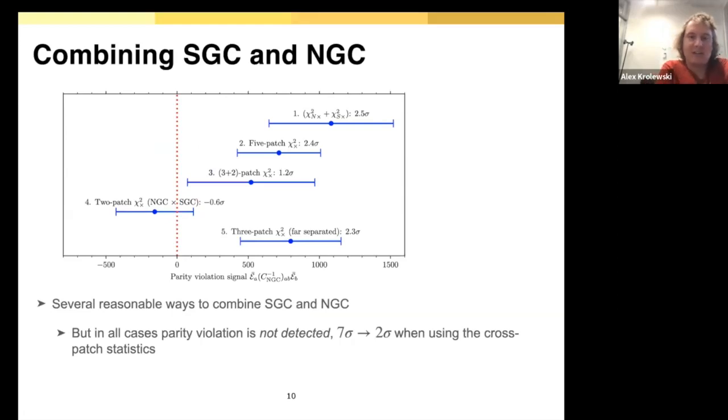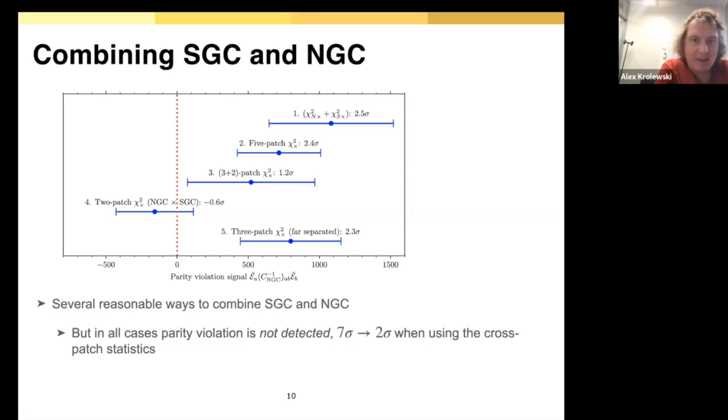One final question is what to do about the combination of SGC and NGC. So previously I had shown you the results for the NGC region. We obtained similar detection significance in SGC. So naively, if you just took the two chi-squared statistics and added them in quadrature, you would get a 2.5 sigma detection.